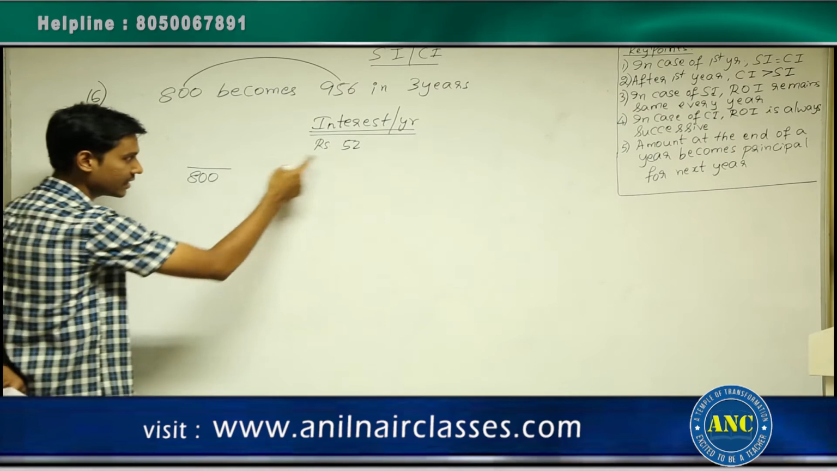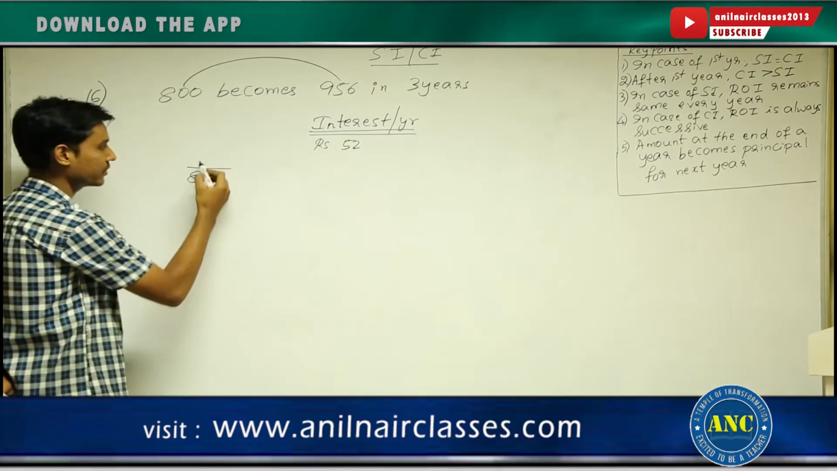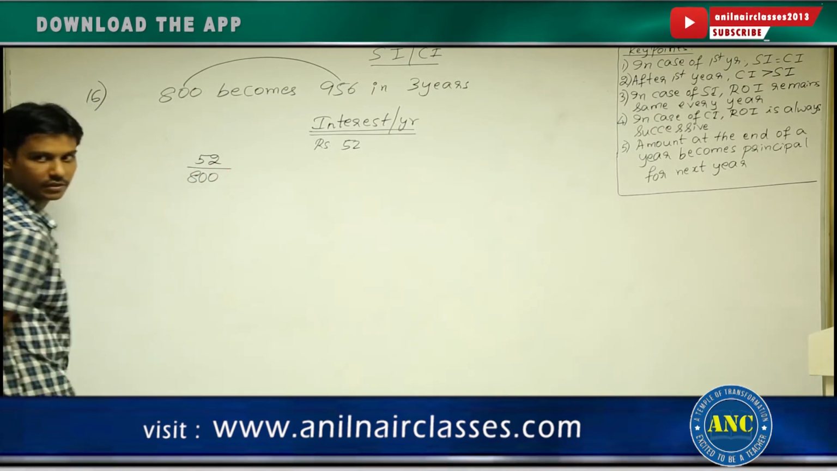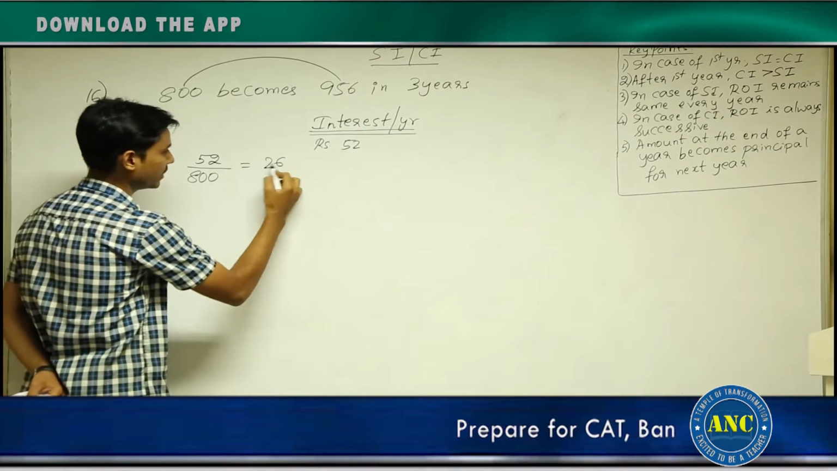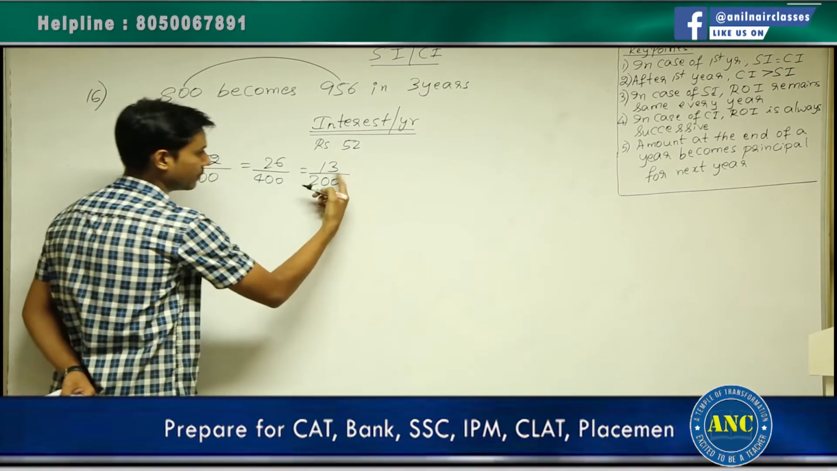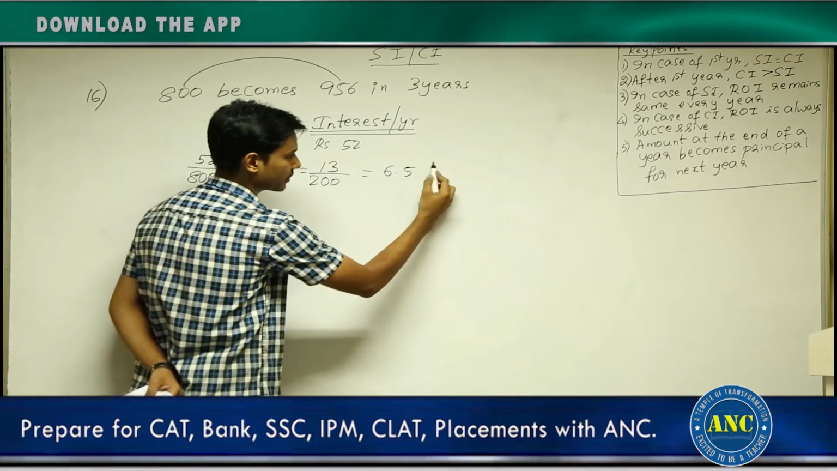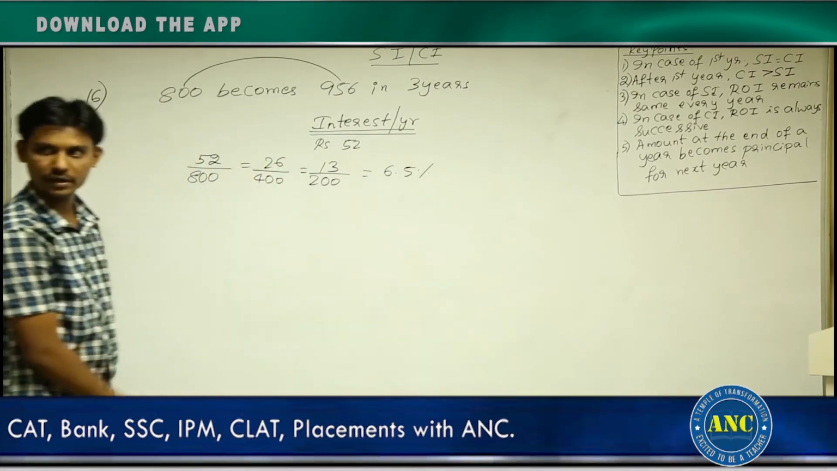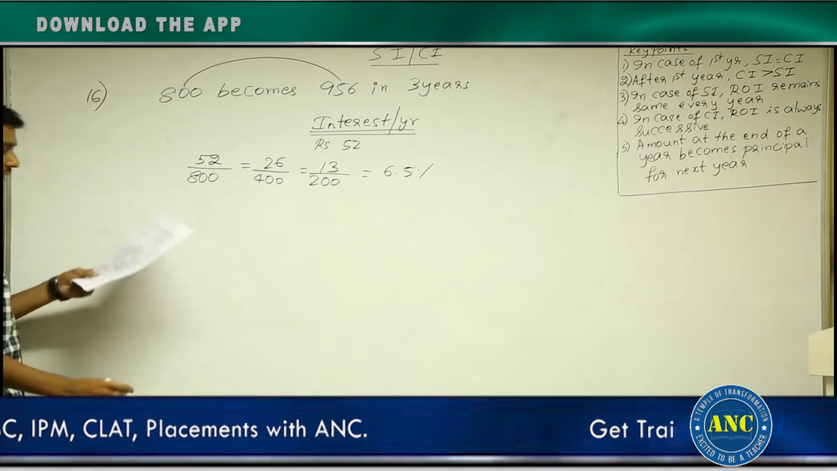Upon 800, there is an increase of how much? 52. That should come in the numerator. So it becomes 26 by 400, or 13 by 200. 13 by 200 is 6.5 percentage. Agreed? It was 6.5 percentage initially.